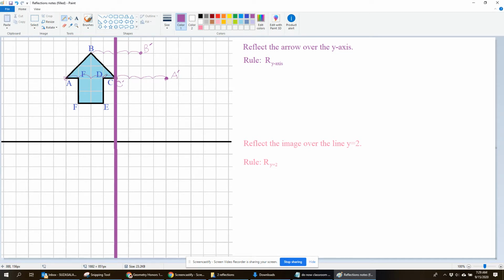Point D is 1 block away. So D prime is going to be 1 block away. E is 1 block away. So I name my new point E prime. F is 1, 2, 3 blocks away. So 1, 2, 3. Oh, that was G, not F.